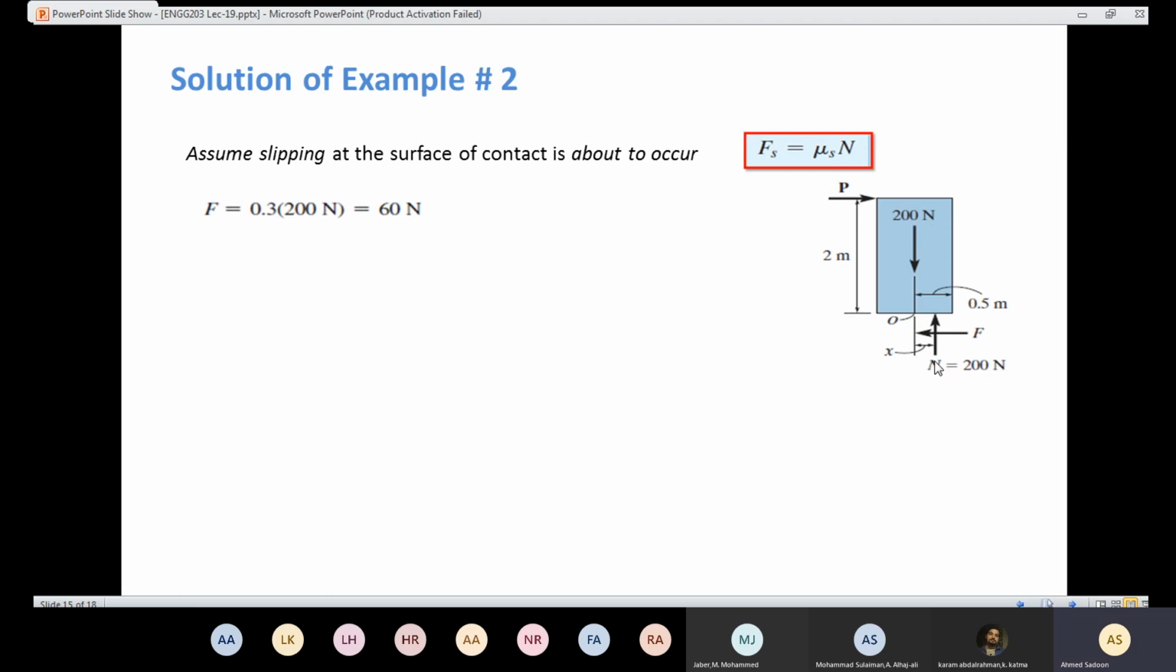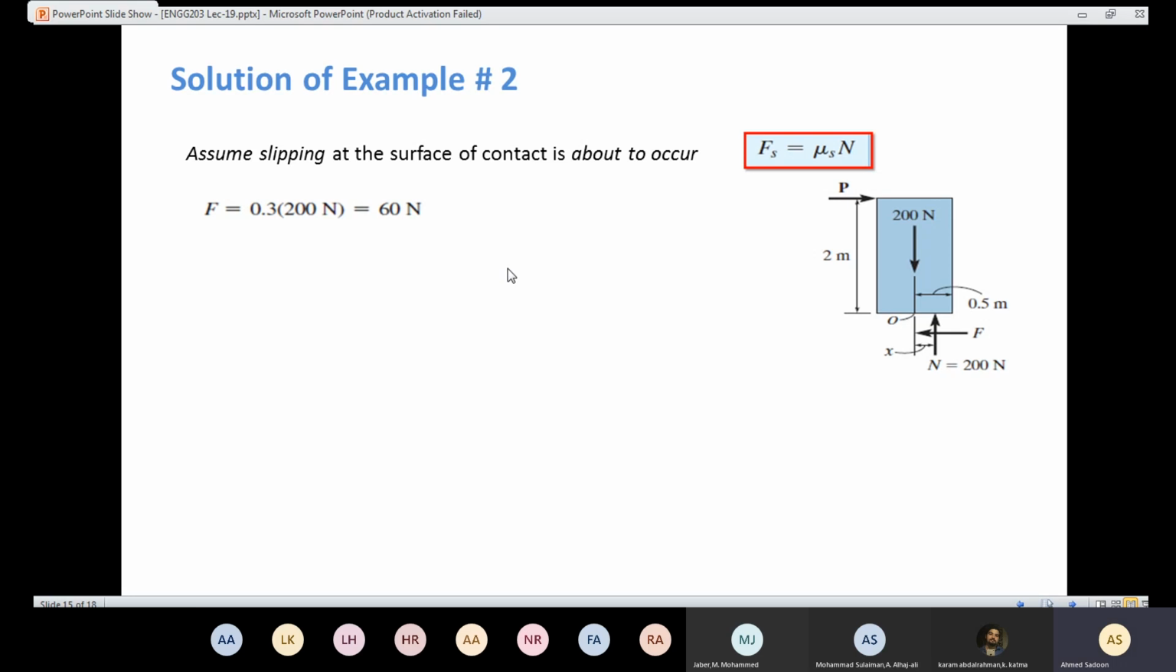In order to know the value of N, if I say that the summation of the forces in the y-axis should equal 0, that means the value of N is equal to 200 newtons. So I can know the value of the frictional force. It's going to equal 0.3, the µs, times the value of N, which is 200 newtons. The value came out to be 90 newtons.